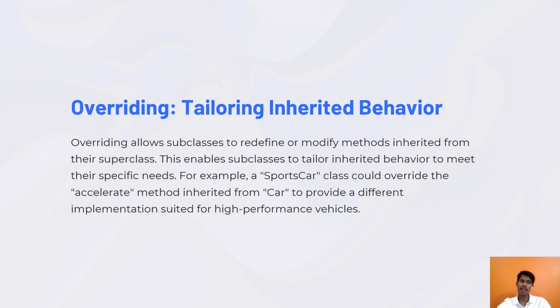for high performance. So overriding is a method which allows the subclasses to redefine or modify the subclasses as per requirement. We can do it as per our needs. For example, a sports car class could override the accelerate method inherited from car, to provide a different implementation suited for high performance vehicle. So with this we can just recreate or modify the characteristics of a subclass. So this is the use of override.